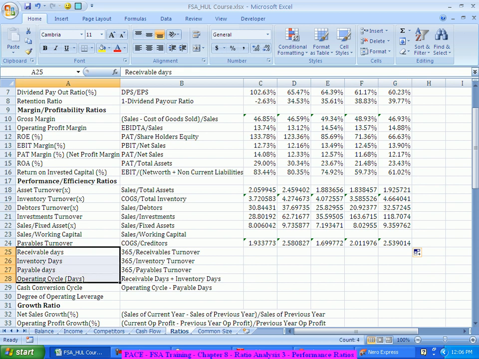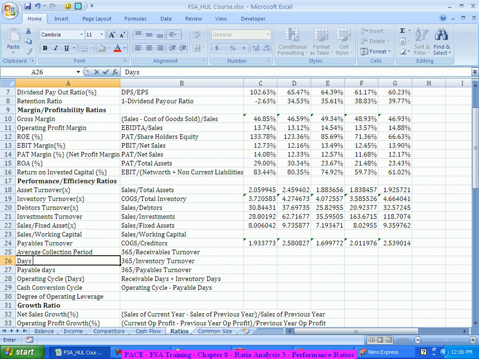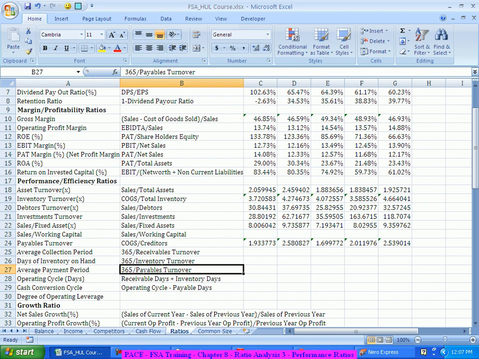The receivable days. Sometimes even this is called as average collection period. Probably I'll use a better term: average collection period. And this is called as days of inventory on hand, DOH. And this is called as average payment period. Because these are US names basically. The receivable days and payable days and all, they are US names, but these are the most commonly used Indian names. What is the average collection period?